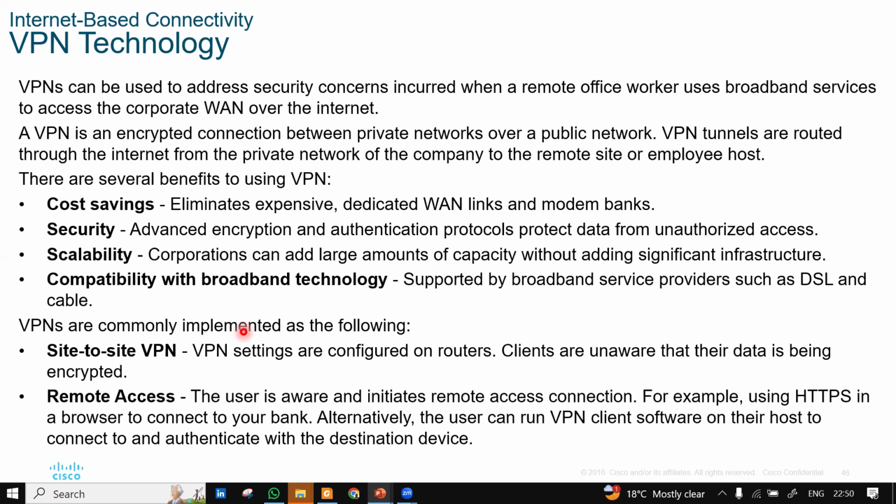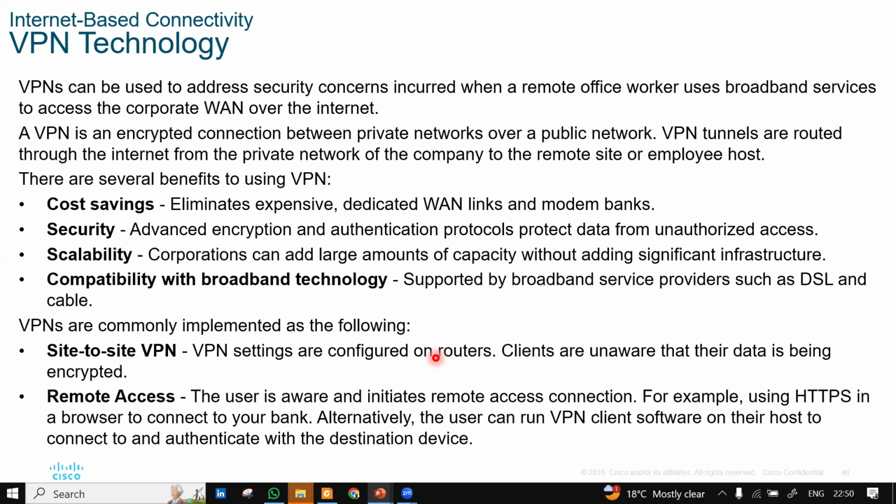With site-to-site VPN, VPN settings are configured on routers. Clients are unaware that their data is being encrypted. So the configurations are done on the routers at each end of the two sites being connected. The devices in the network are not aware that encryption is happening at the router. So that is site-to-site VPN.